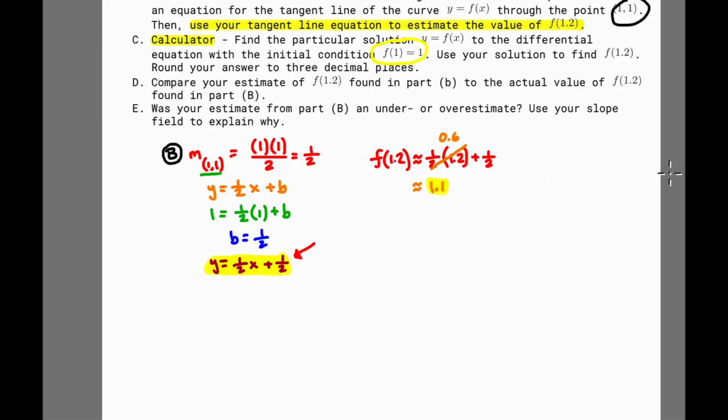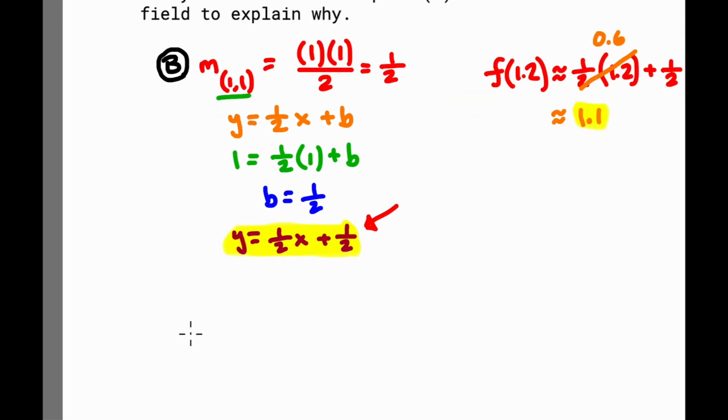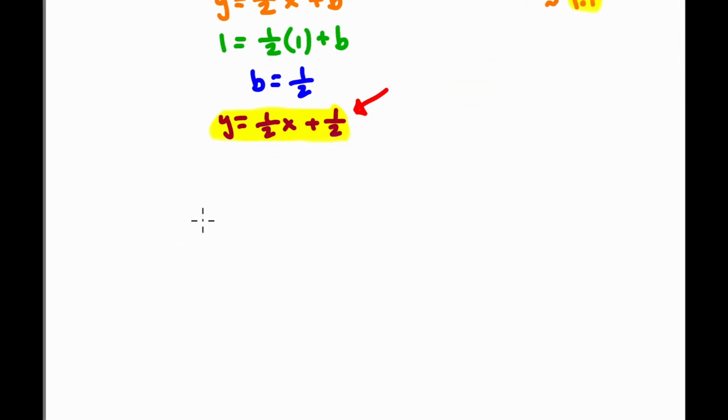So now we're going to actually find the exact number for this. And to do that, we have to solve the differential equation that was given. So this is kind of a review from the previous unit. So it says the derivative is equal to x times y over 2.